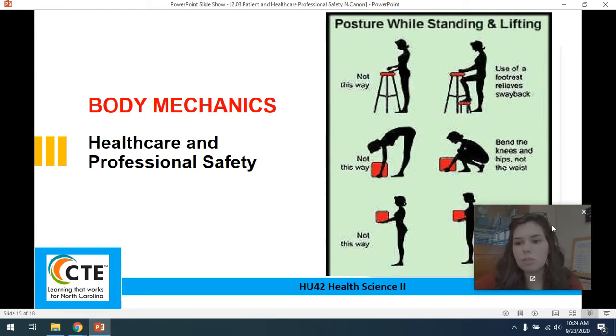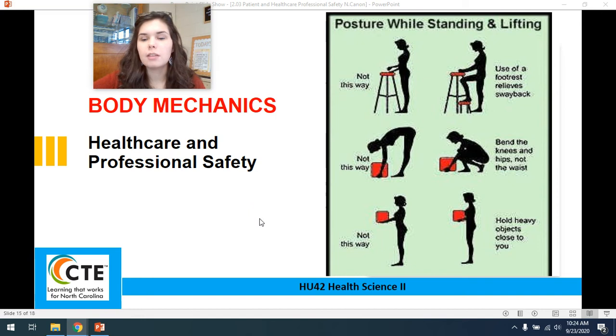Here's another image demonstrating proper body mechanics. So here's your posture while you're standing and lifting. You want to use the footrest to relieve sway back. So instead of standing perfectly up straight, you tend to lean backwards a little bit. If you have a footrest, that'll help you with your posture. You don't want to bend at the back. Instead, you want to squat and bend at the knees and the hips. And then you also want to keep objects close to your body. The further you hold them away from you, the more strain it is on your arms and your elbows.